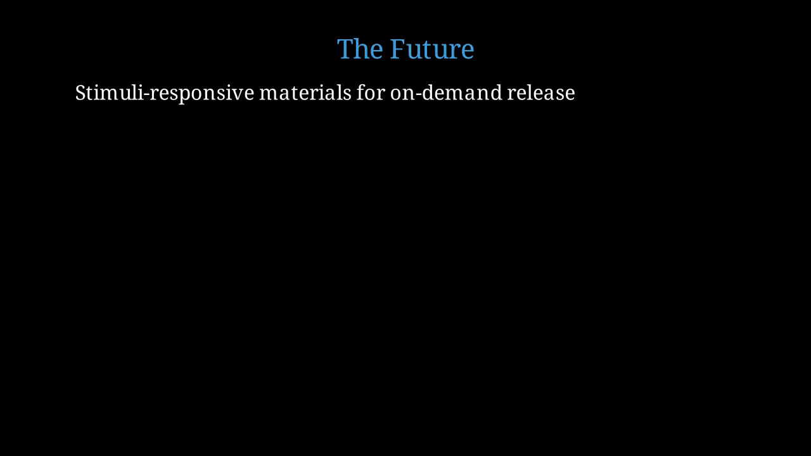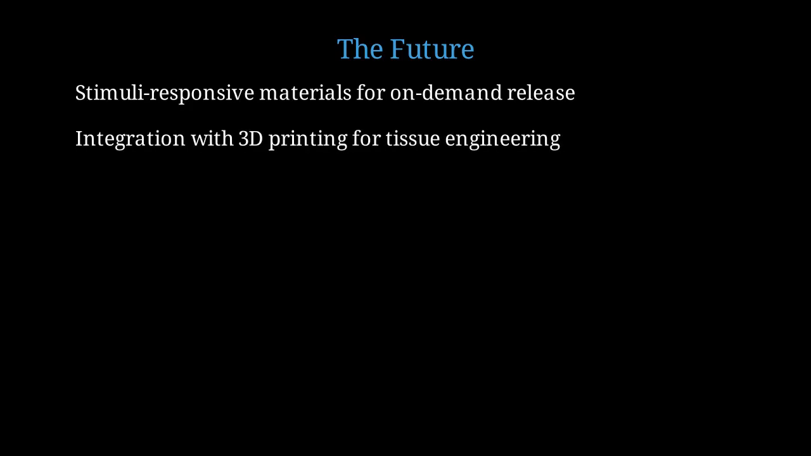Looking forward, what are the emerging directions? Stimuli-responsive materials enable on-demand release triggered by light, ultrasound, or changes in pH or temperature at the target site. Integration with 3D bioprinting allows printing of complex tissues with cells encapsulated in protective droplets during the printing process. Creating artificial cells with multiple nested compartments, mimicking organelles, enables complex synthetic biology applications.